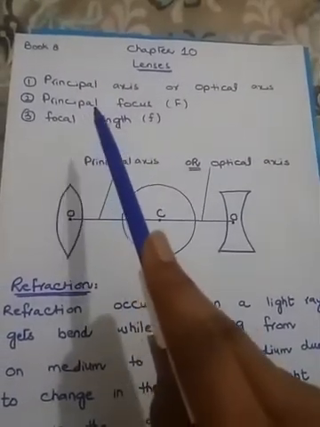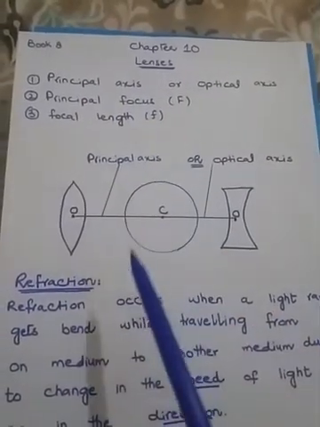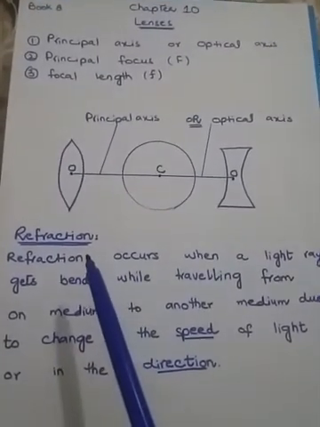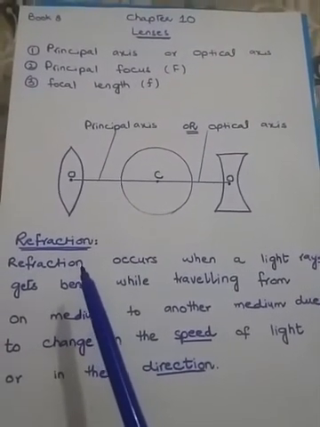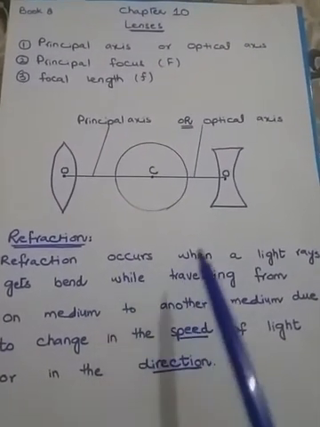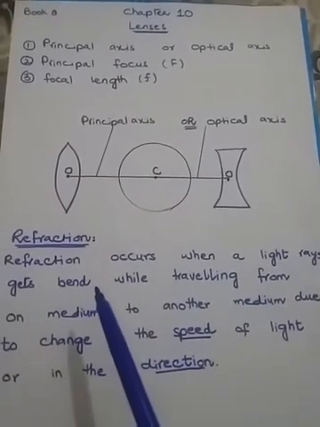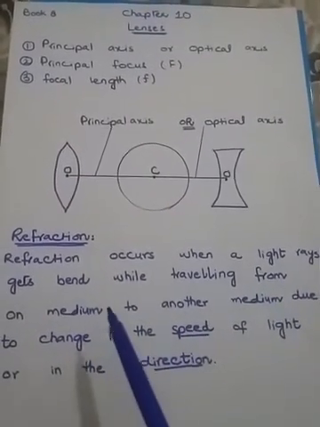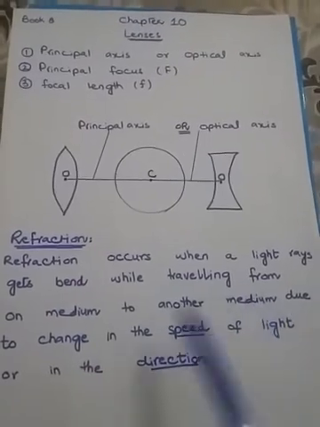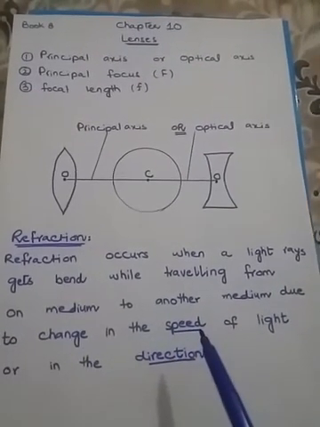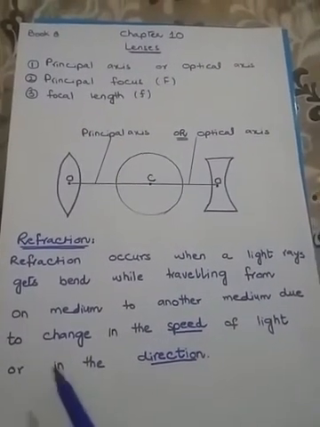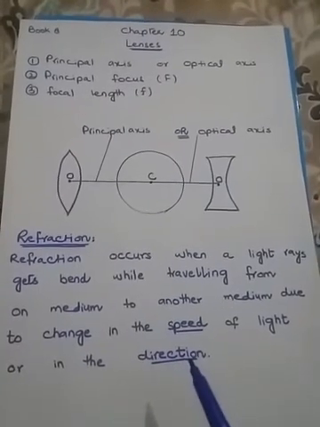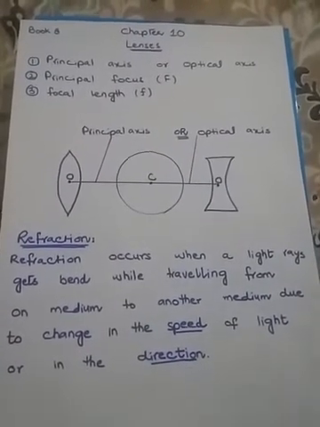Now before moving to the next point, principal focus, I want to discuss the definition of refraction with you. Refraction occurs when light rays get bent while traveling from one medium to another medium due to the change in the speed of light or in the direction.